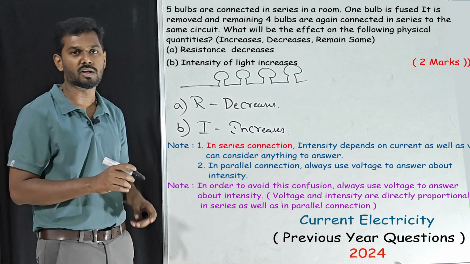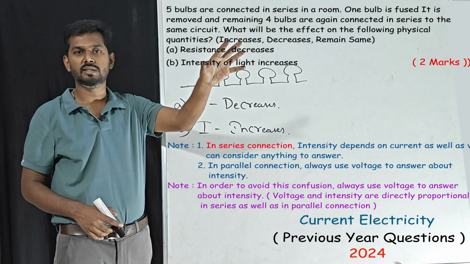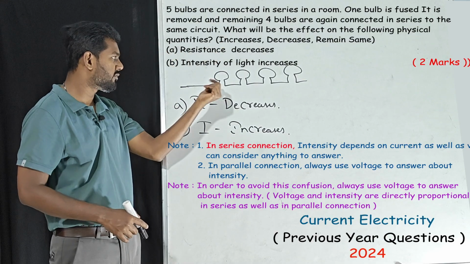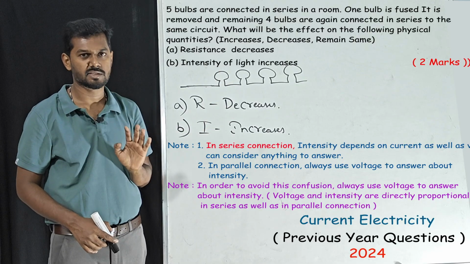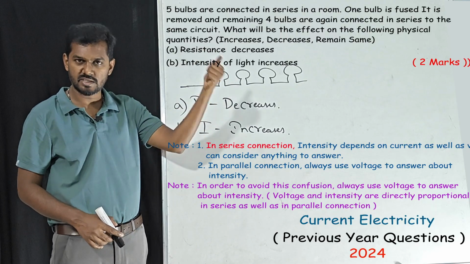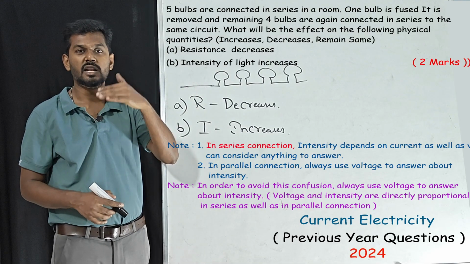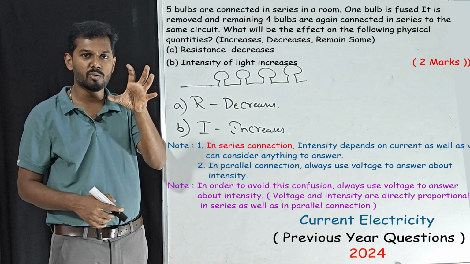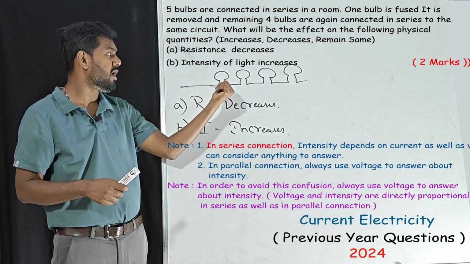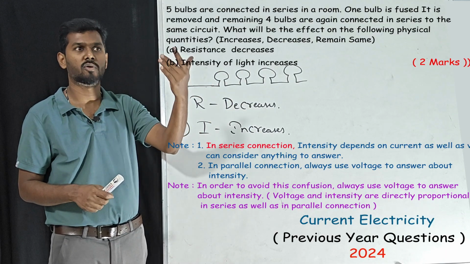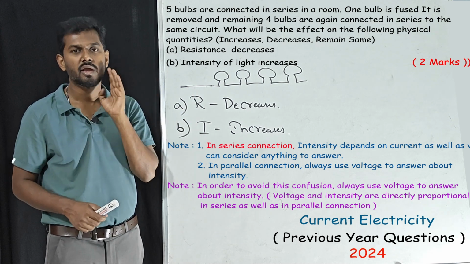So in this way, we need to understand. See, in series connection, when we have more number of appliances, more resistance will be there. If you remove the appliances, resistance will keep on decreasing. As they are connected in series, whatever voltage we give will get divided. If you remove some appliances, the voltage is still divided, but the divided voltage will be a little more compared to the previous one. If the voltage increases, intensity also increases.